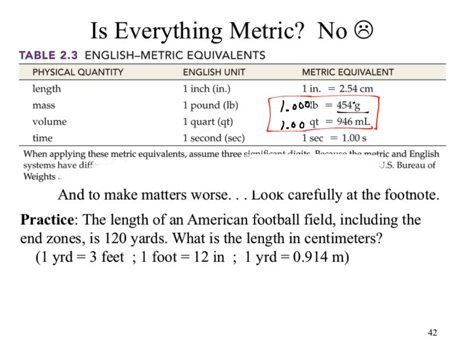The inch to centimeter is exact. That is a definition. 1 inch is now defined to be 2.54 centimeters, which means the number of sig figs in that first one is infinite. The next one's 3. The next one's 3. The last one, it's the same unit, so who cares? Right? It's really nice of them to say 1 sec equals 1.00 s. Just pick a unit, guys, and stick with it.